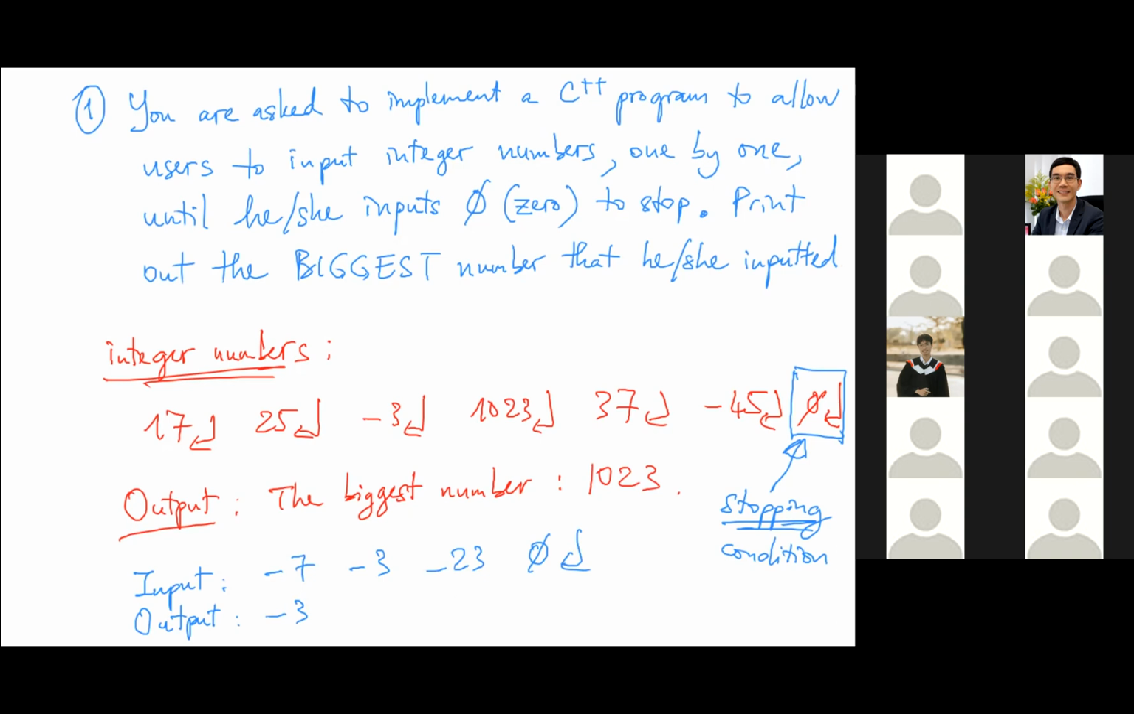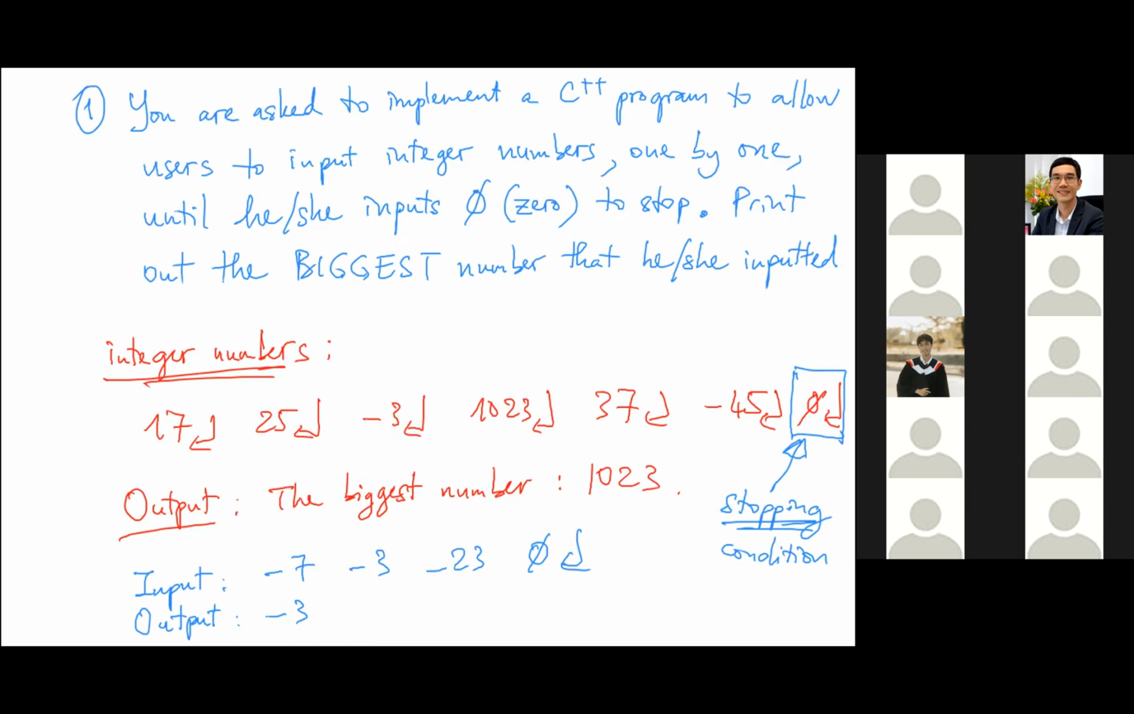Everyone, okay, please do it now. You have 10 minutes maximum. Use any kind of loops. If the user inputs 0 the first time, you just say there's no biggest number, because you didn't input any number yet.